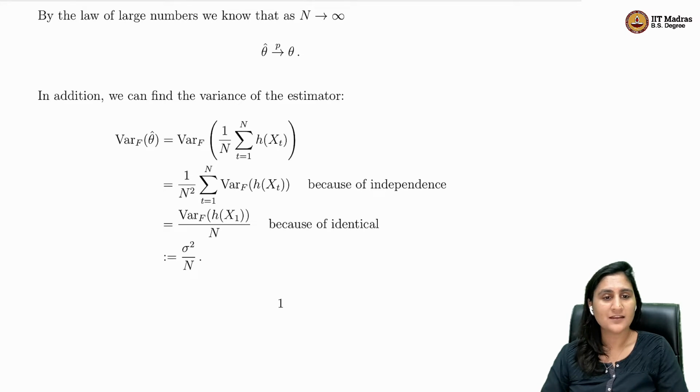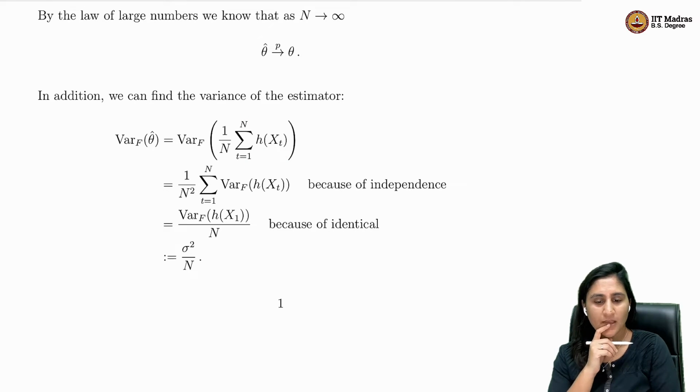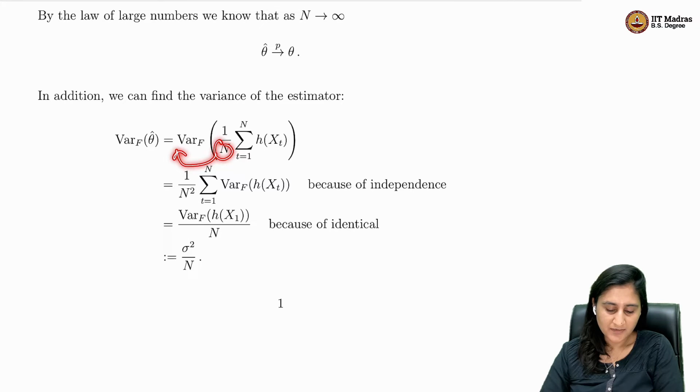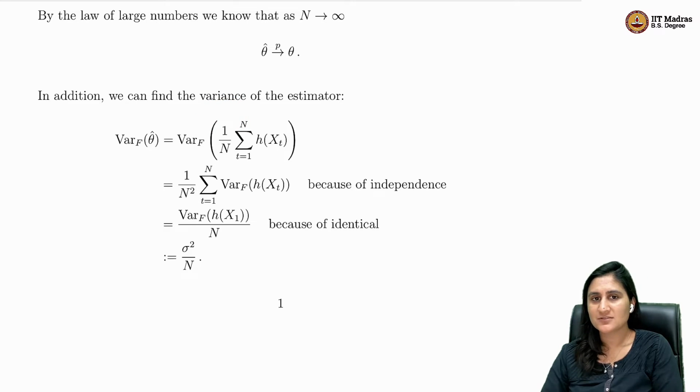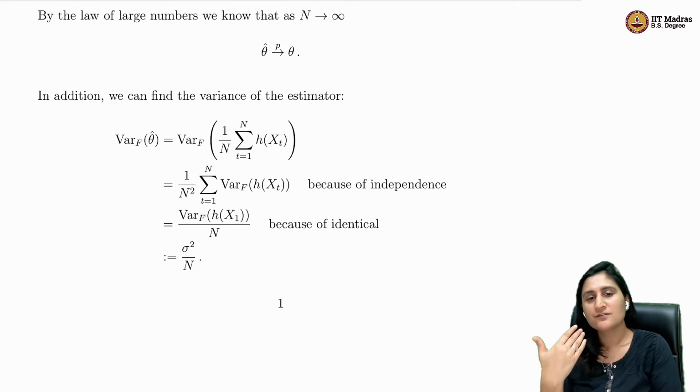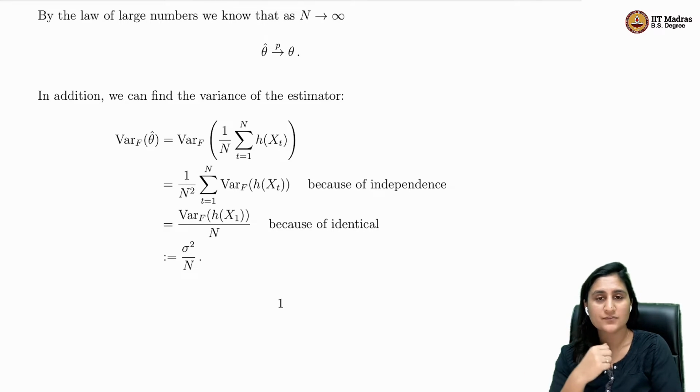Now variance of theta hat is nothing but variance of 1 by n summation t going from 1 to n h of xt. But then I can pull this 1 over n outside and I get 1 over n squared, summation t going from 1 to n, variance of h of xt, right? And here I've also taken the summation outside. And I can take the summation outside because all of the xt's are independent. Because they're independent, the variance of the sum of independent random variables is the sum of the variance of the individual independent random variables. Okay.